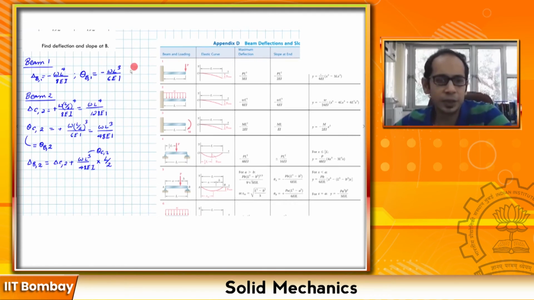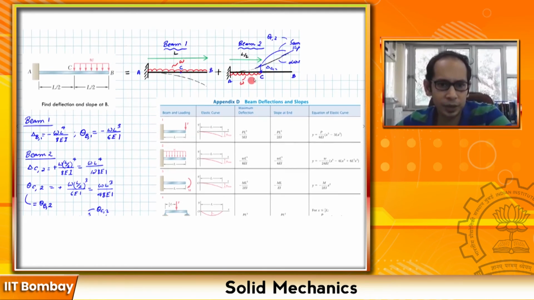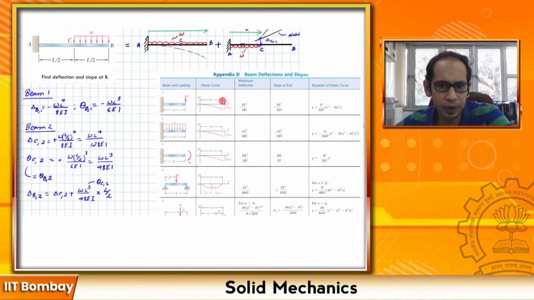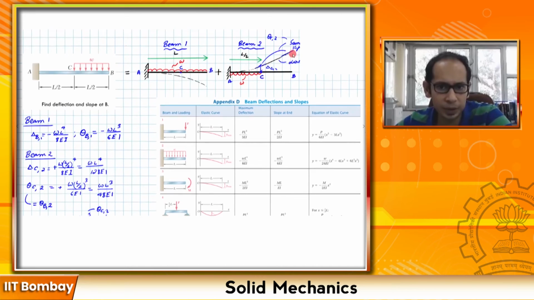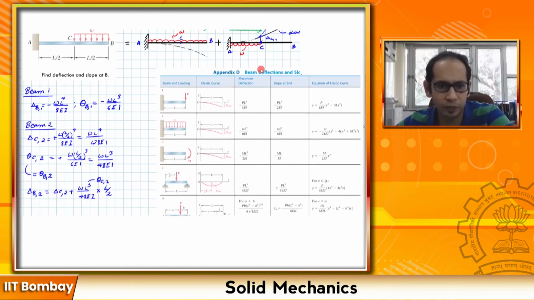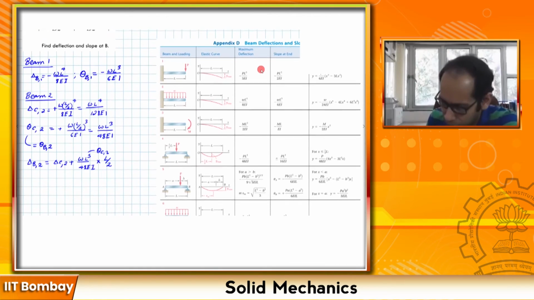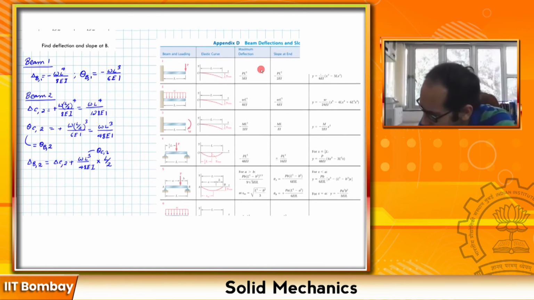Right, so this is just what I have done over here. This is simply this deflection over here plus the slope times this distance. Remember, this distance is L over 2 because this load is acting over half of the beam. So if we go ahead and simplify that, what you will eventually get is this expression.